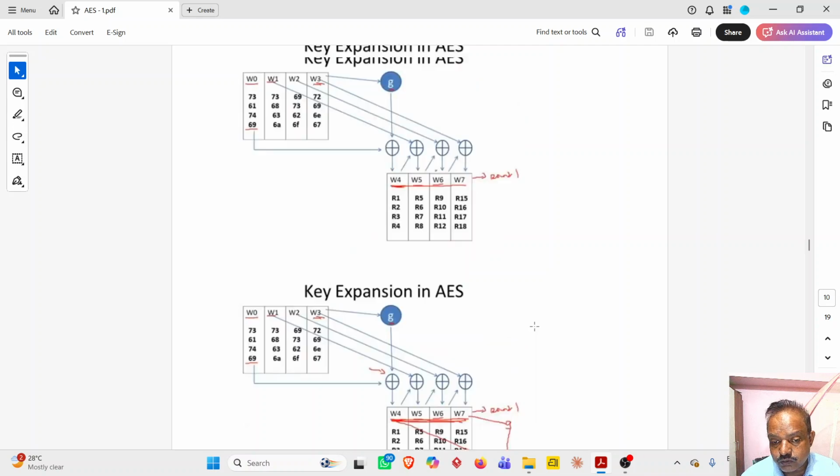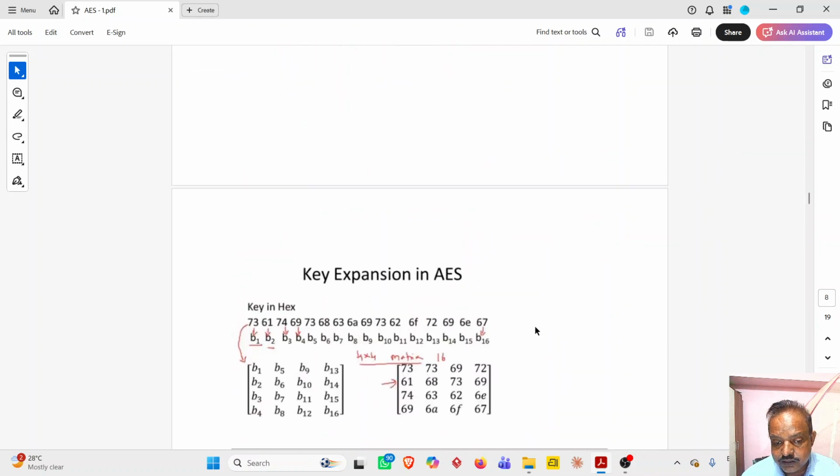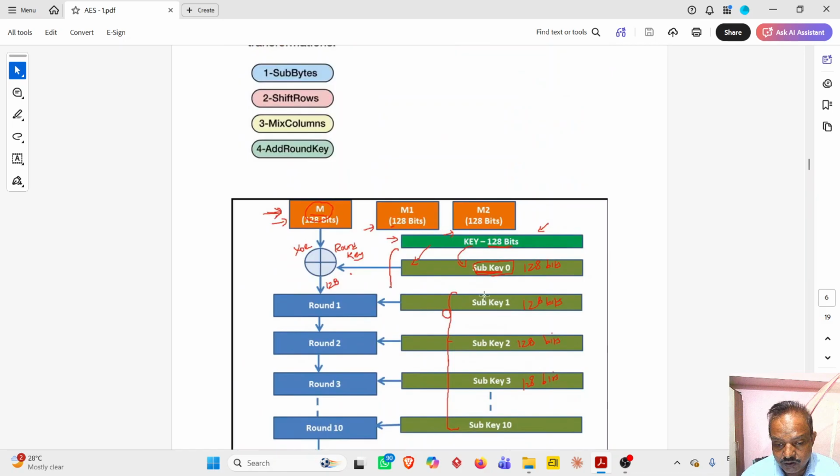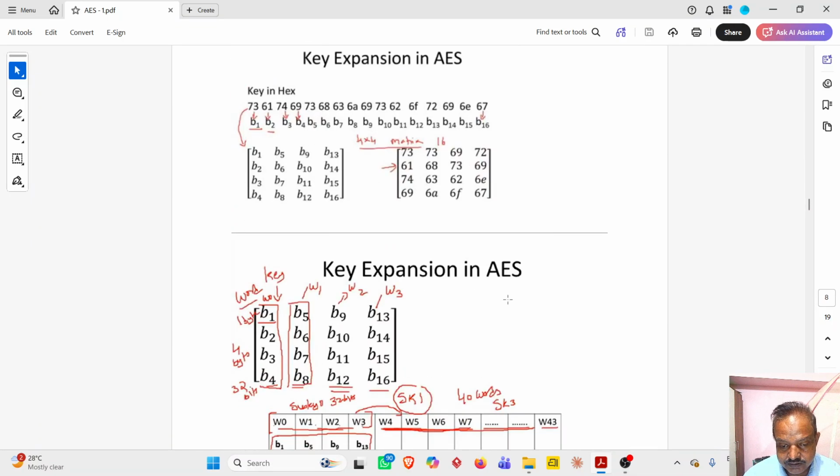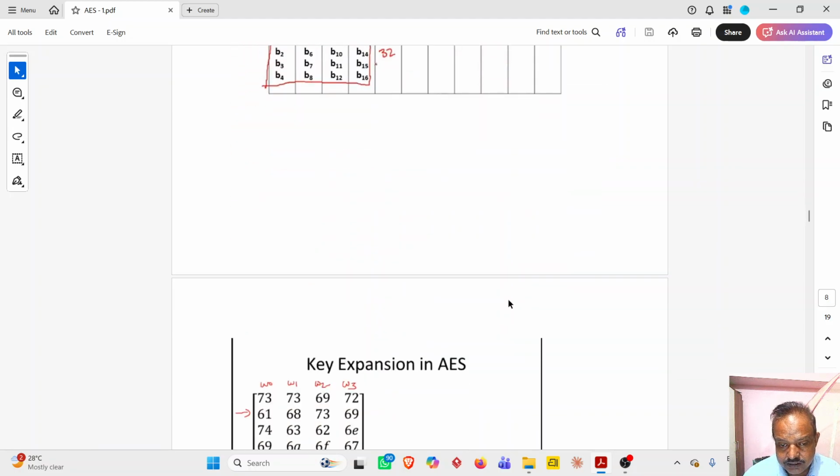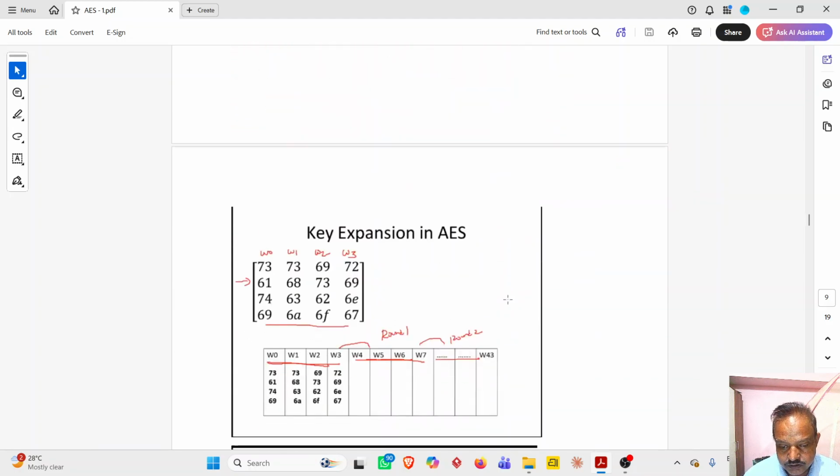So what will round 1 do? See round 1, what are the keys we are getting here? The round 1, the sub key 1 we are getting. What is the output of this one? The output of this one, we have to operate on this sub key 1. Okay. Same thing happens here. Now to understand, 4, 5, 6, 7 is completed.